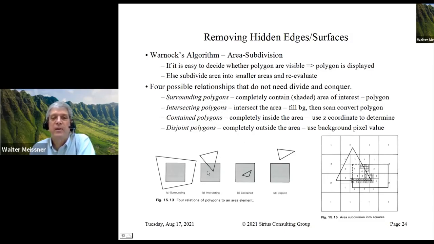So you first fill in the background color, and then you scan convert the piece of polygon that's sticking into that area. The third is a completely contained polygon, and you can just scan convert this. The fourth one is a disjoint polygon, which is completely outside the area. So it doesn't even show up, and just use a background value. Now, if there are multiple polygons, just keep subdividing and subdividing until the problem gets simpler. It gets down to these four cases.